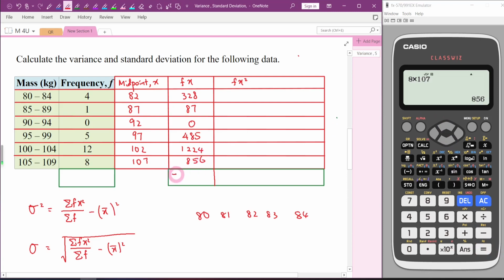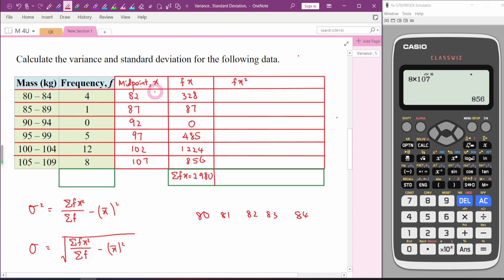Okay, now we just find the sum of fx. Find the sum of all these numbers. 328 plus 87 plus 0 plus 485. Okay, so the answer is 2980. 2980.